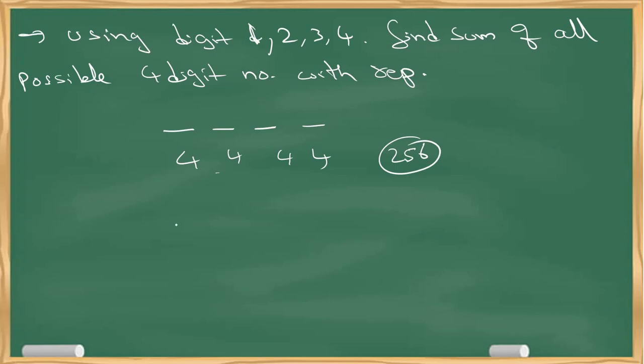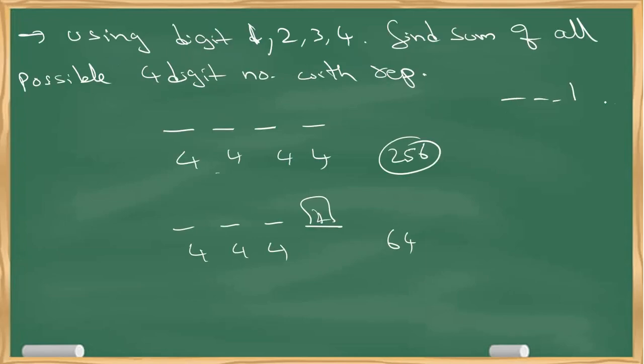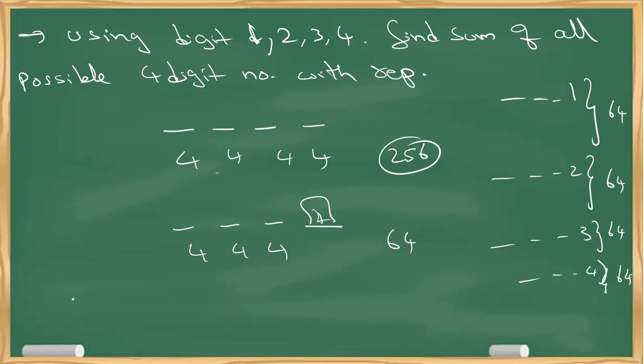Now use the same procedure. So I want to know how many times 1 comes at units position. So 4, 4, 4. So how many times? 64 times. Like this, 2 also comes 64 times, 3 also comes 64 times. That means I can apply this concept here. So at all the positions, instead of 6, I'll get 64, for all the numbers. So if you multiply 1111 into 64, into this you will get the same answer. Or let us do this. So ones, how many times? 64. Next, twos, how many times? 64. Threes, how many times? 64. And 4, how many times? 64. So 64 into 1 plus 2 plus 3 plus 4.